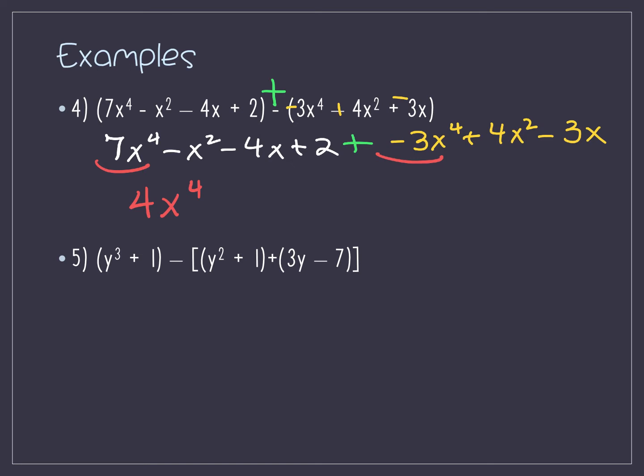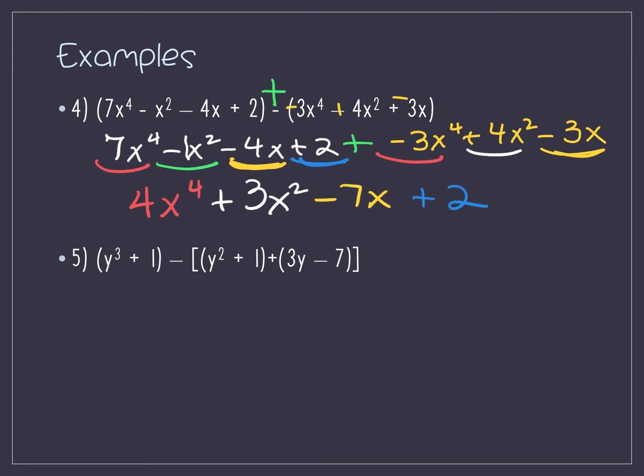Next, I'll look for my like terms, and I don't have any x to the thirds, so I'll go right to the x squared. So I have a negative, and you can assume a 1 here, a negative 1x squared plus 4x squared gives me positive 3x squared. Then I'm going to go back now and grab my next like terms, which will be the x's. So negative 4x minus 3x, and that gives me negative 7x. And then lastly, the constant, nothing to group with it, so just plus 2. And I'm done.